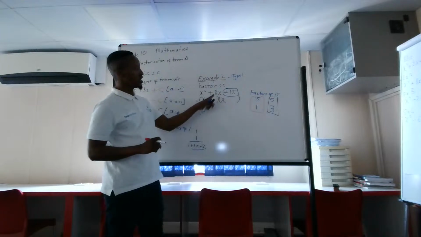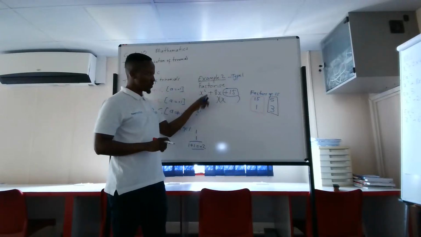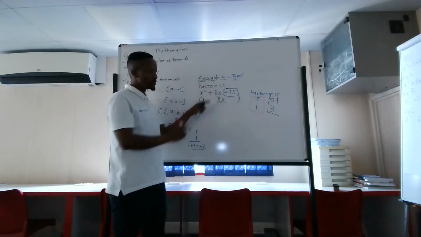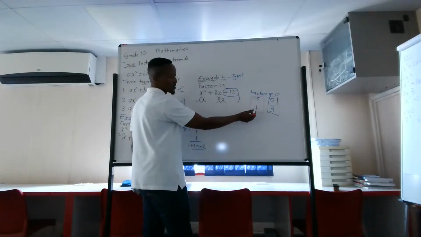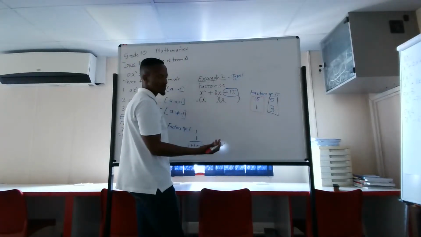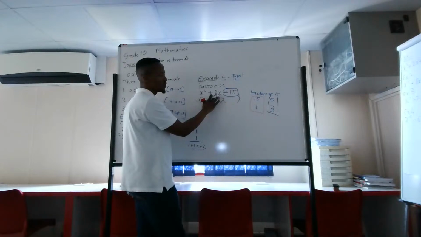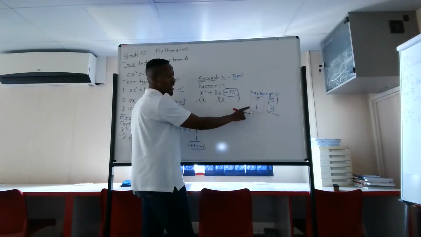We want to get the coefficient of x when we add or subtract them. Now let's test this one. 15 plus 1, we get 16. In the middle term, this coefficient is not 16, but it is 8. It means this pair will not assist us.